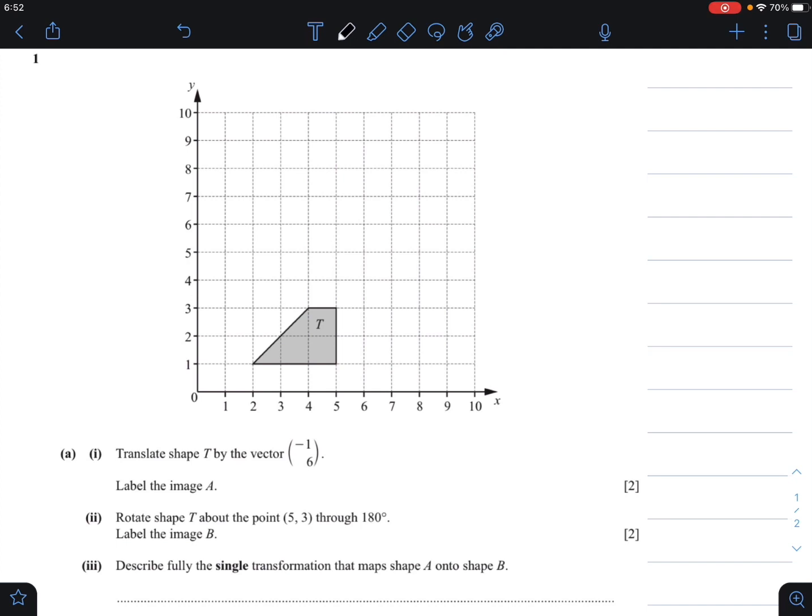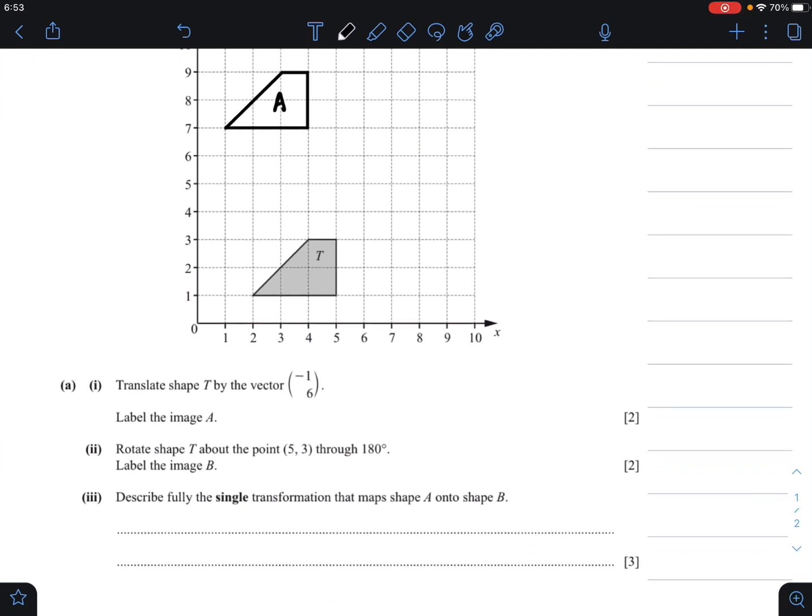So the above number, that is -1, shows that the shape moves 1 unit to the left, so over here, and 6 indicates that the shape would move 6 units up, so that would be right here. So therefore you can draw your shape again. When you draw the shape, you use a pencil and a ruler. So this would be the shape after the translation with the vector -1 and 6. They've asked us to label the shape as A, so we will do that.